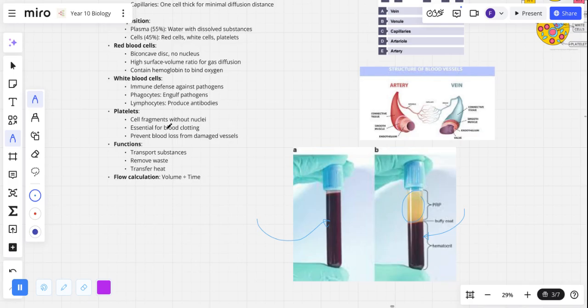Right? Platelets are cell fragments. This is for blood clotting. I cut myself a lot. And they're just fragments of cells.